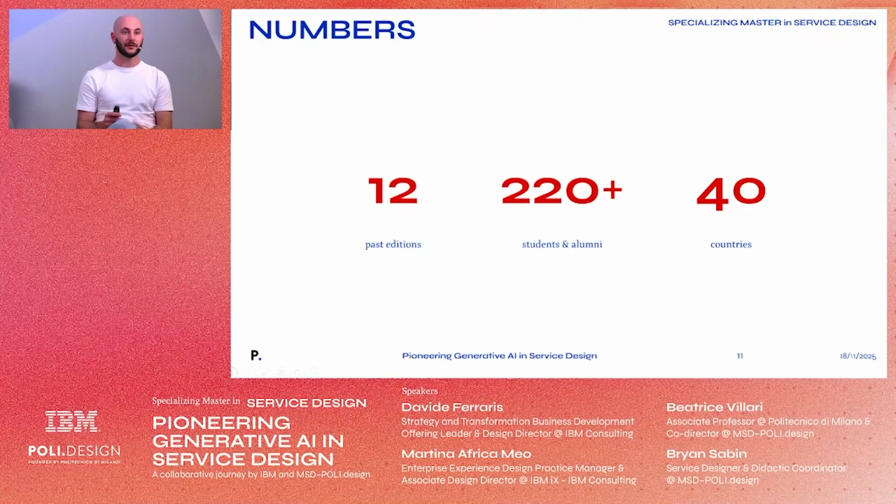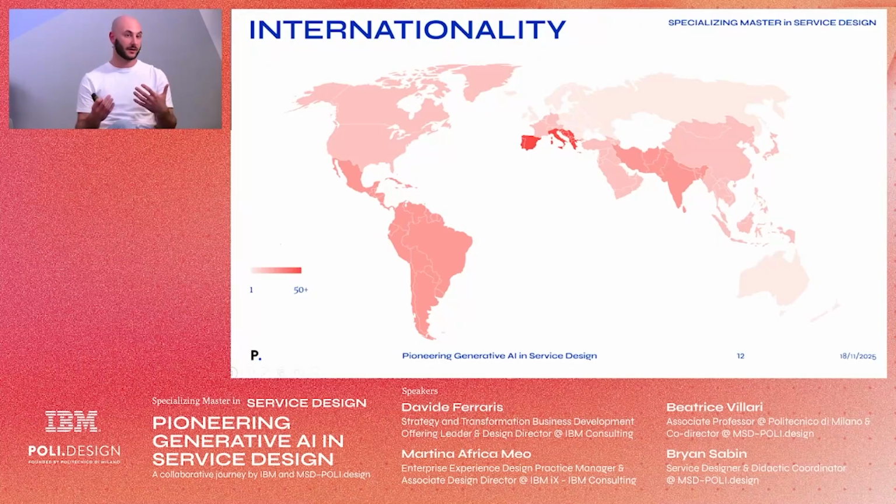The master in numbers, to recap and to give you an overview: the ongoing edition, the one in which the Generative Lab that we're going to discuss today took place, was the 12th edition. That means the master has 12 completed or almost completed editions, with more than 2020 students and alumni coming from 40 different countries. Specifically about the internationality, we would like to underline the value of being in presence in Milano, but with an international cohort of future service designers.